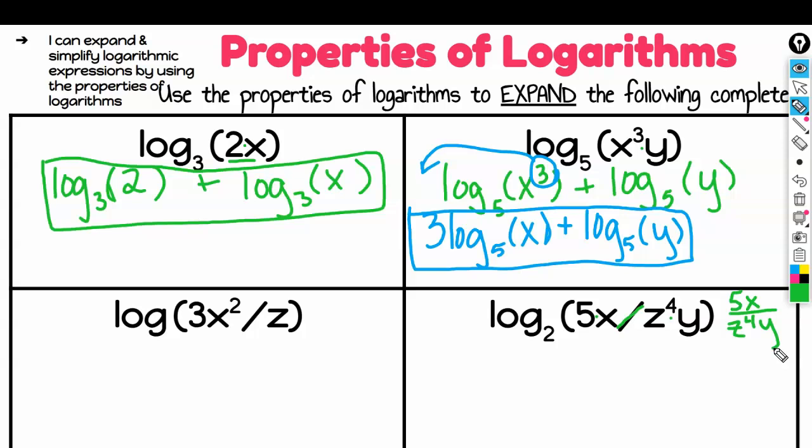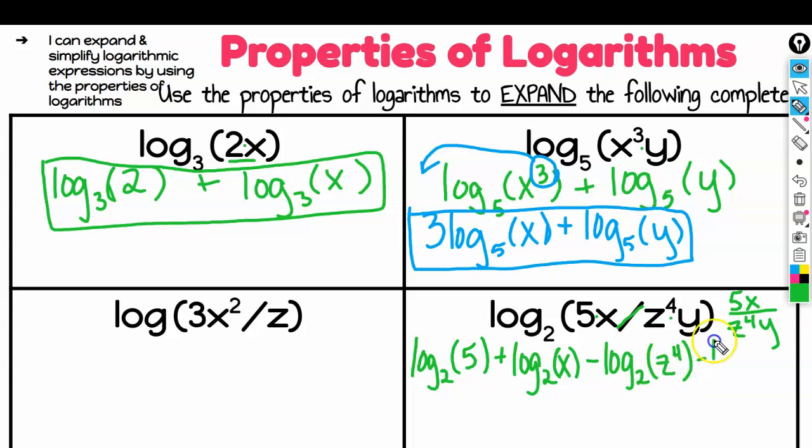So what this is going to look like is we're going to have log, I hope I have space, log base 2 of 5. And since that's multiplying with the x, log base 2 of x minus log base 2 of z to the 4th minus log base 2 of y. And then at the very end, of course, I see that we have a power up here, so that's going to go to the front of that log.